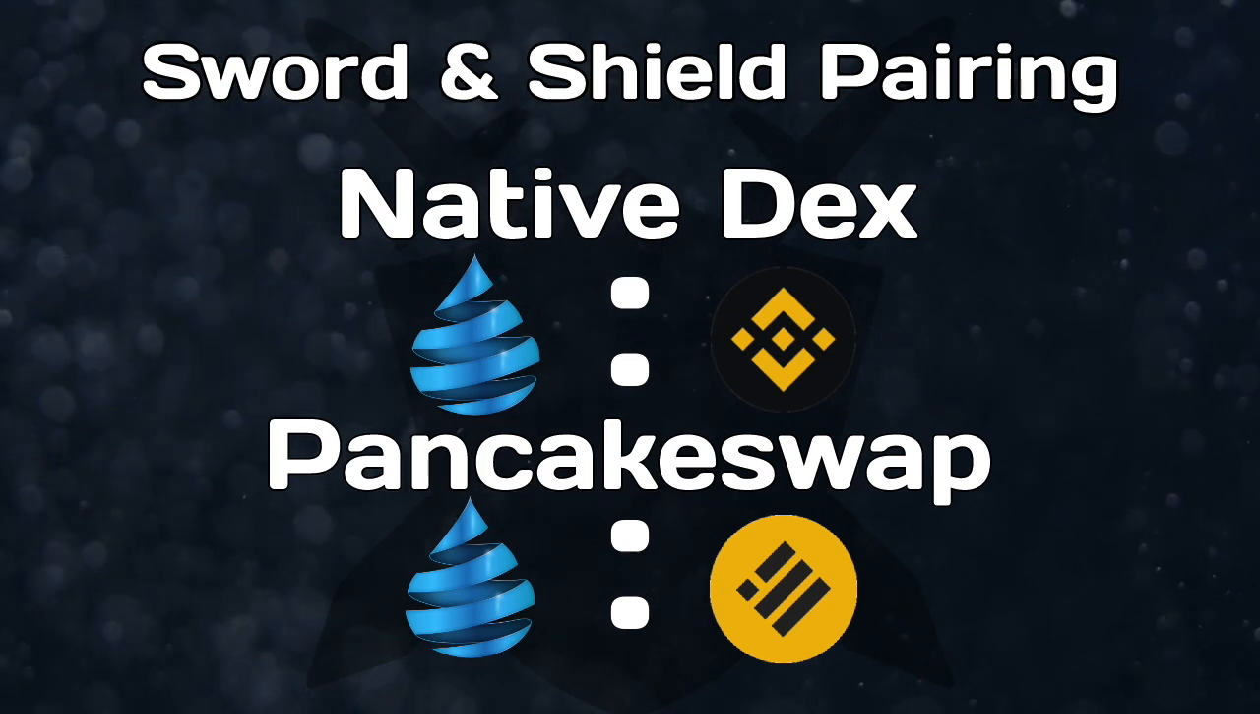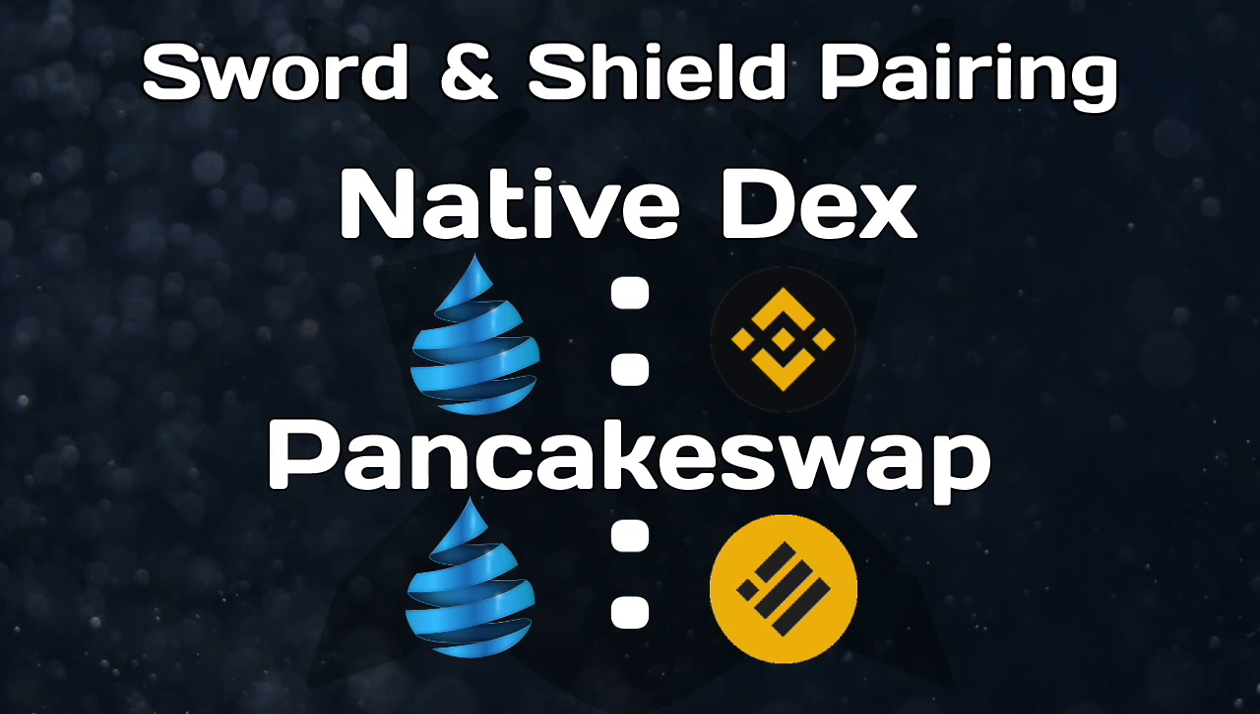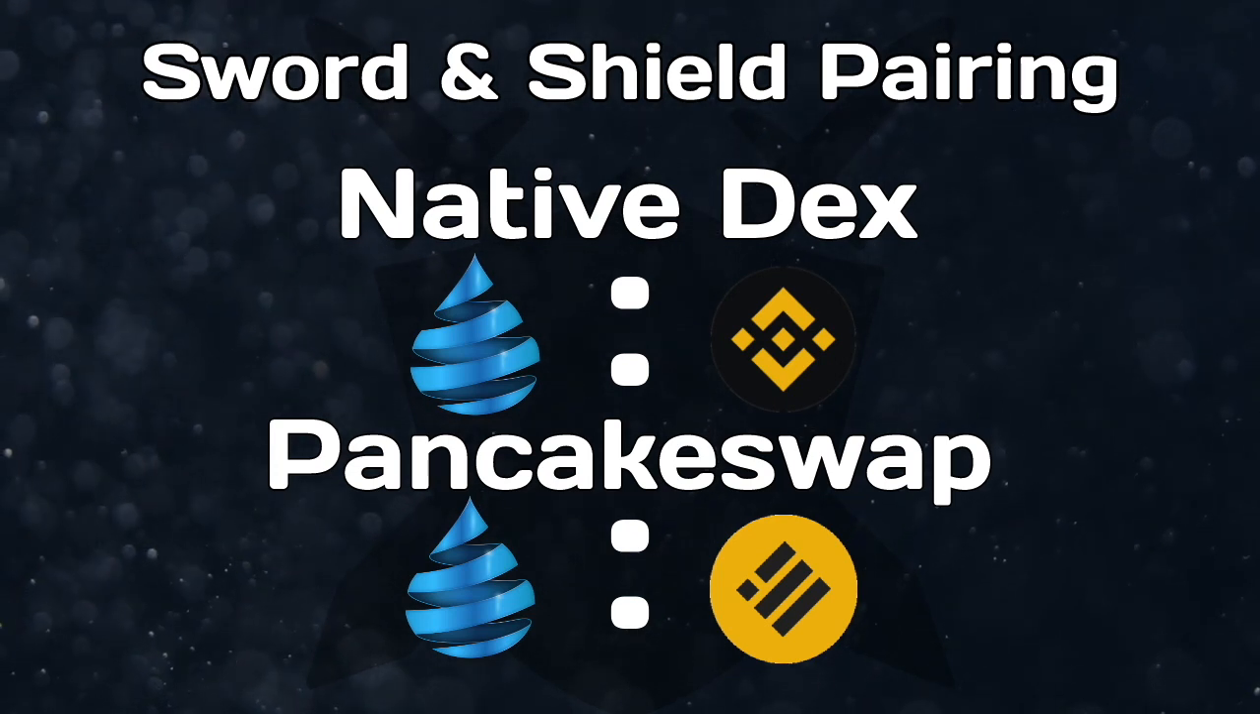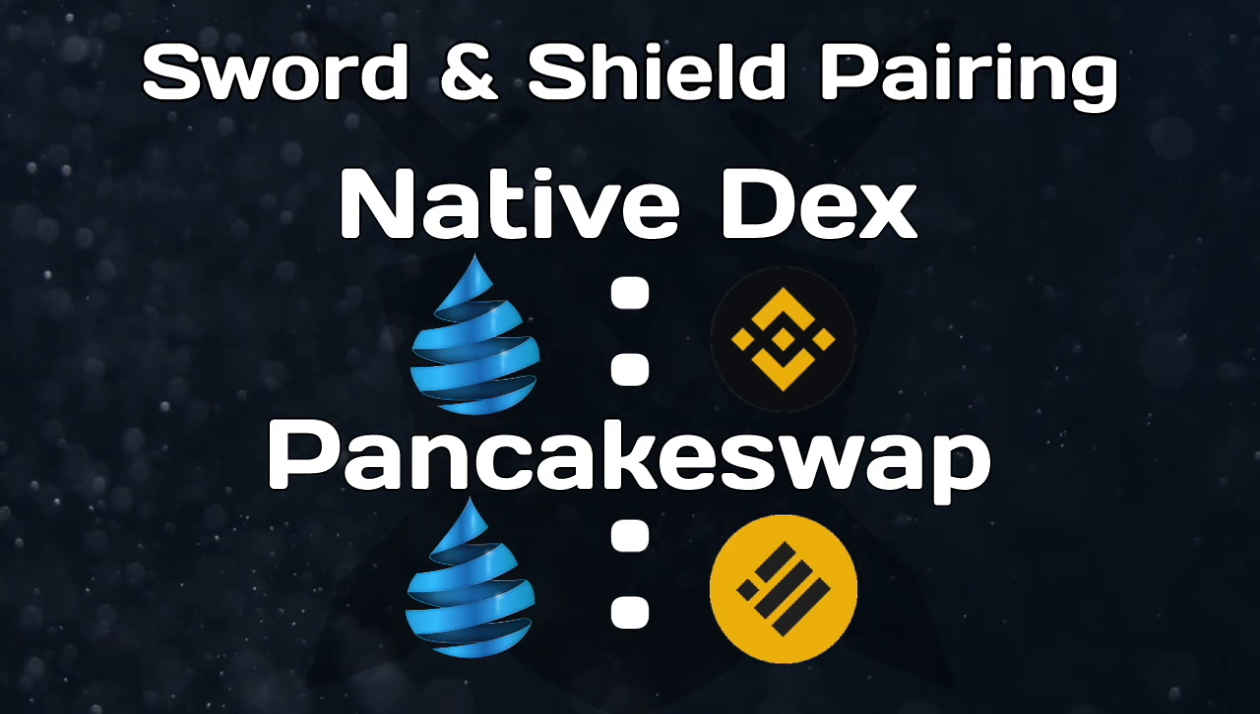Speaking of the two DEXs, Drip was built with what the devs call a sword and shield pairing, where the native DEX LP is actually paired with BNB and the PancakeSwap DEX LP is actually paired with BUSD, where both liquidity pools are permanently locked. And that covers pretty much everything.